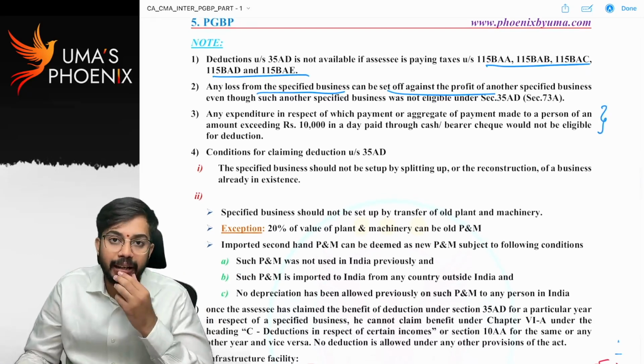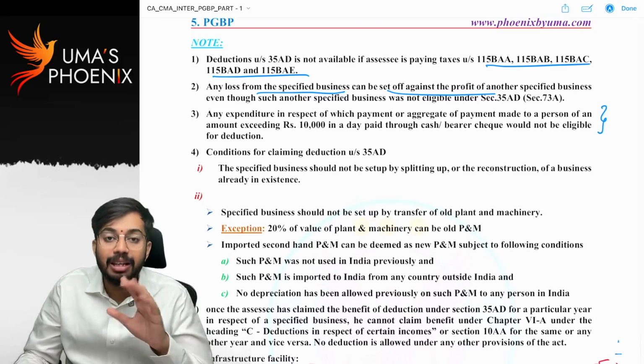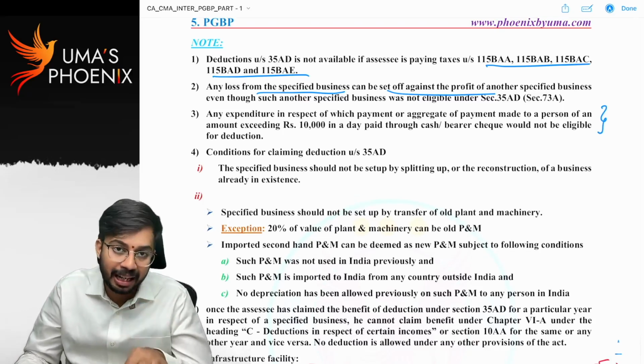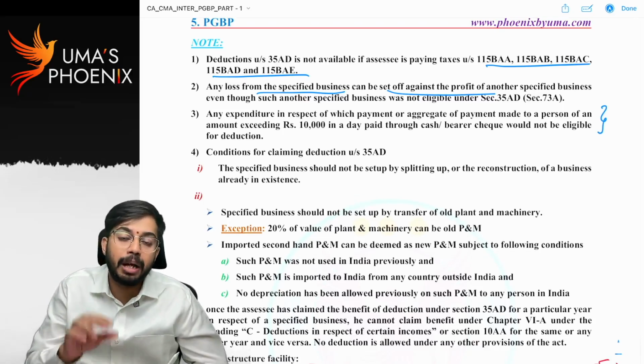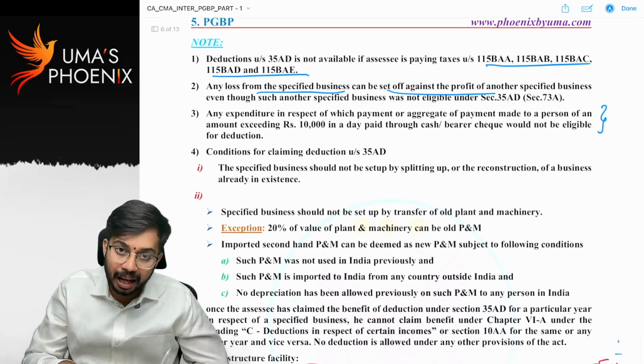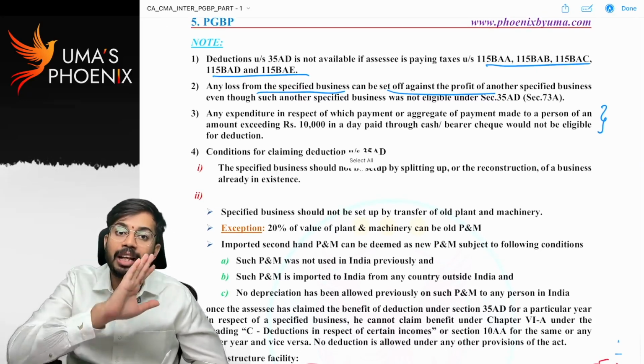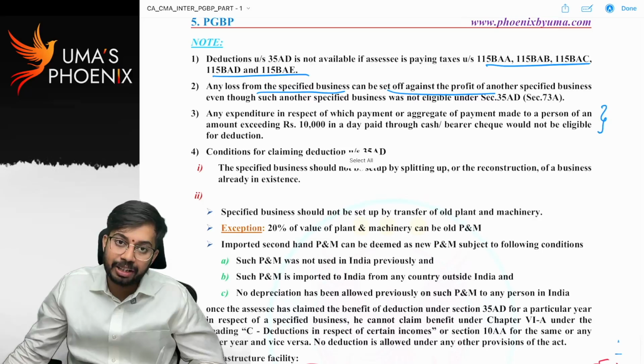Quite often I am saying 100% of the expenditure is allowed as deduction. But if you are making a payment worth more than 10,000 rupees to a single person in a single day, you should make such payment by way of bank transaction. For a single person in a single day, more than 10,000 rupees, if you make a cash payment, then that expenditure is not allowed as deduction.